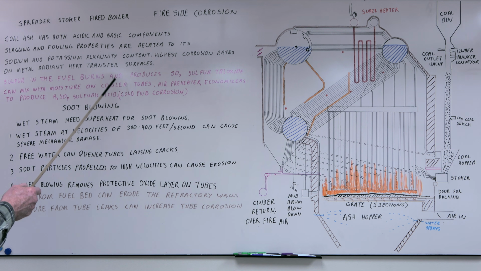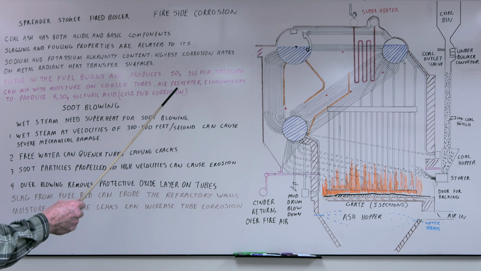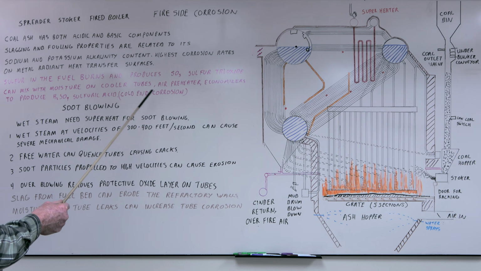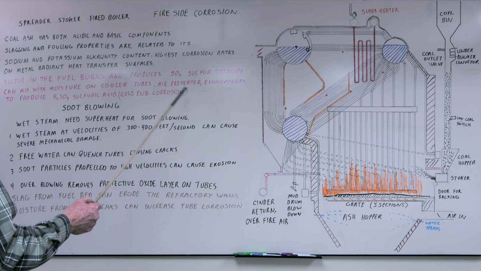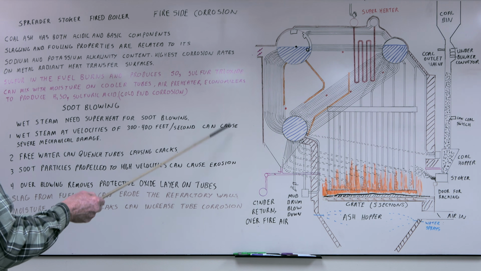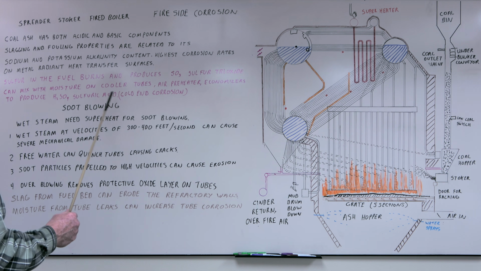Sulfur in the fuel burns and produces SO3, sulfur trioxide. It can mix with moisture on the cooler tubes, air preheater, and economizers to produce H2SO4, sulfuric acid. This is called cold end corrosion. This boiler didn't have a superheater or economizer, so this really wasn't a major problem. Your big problem here would be the emissions of sulfur. Pulverized units with air preheaters and economizers on them, you can get into cold end corrosion. You can get the temperature down enough to where moisture starts dropping out in the back passes or plates of the air heater and cause a lot of corrosion damage.